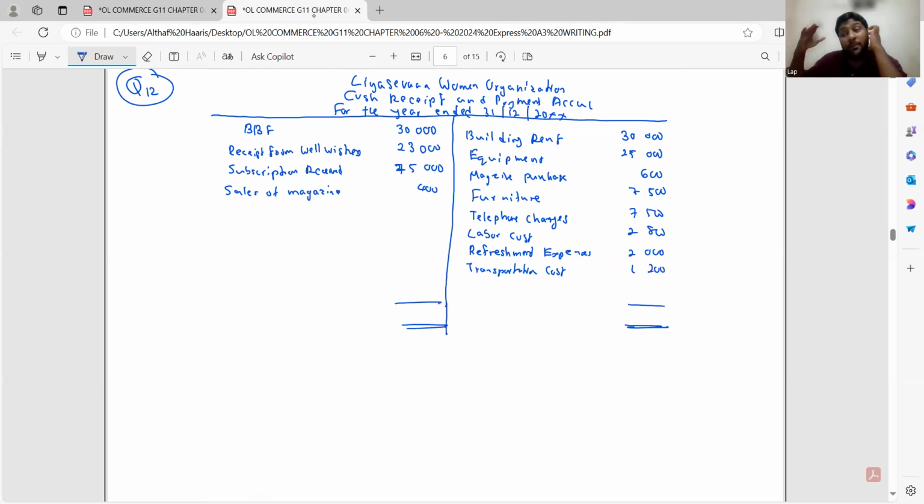After that only, people, we have to follow the steps that I gave you. First, prepare the cash receipt and payment account. Once you are done with that, go through the steps that I gave you to prepare the income statement. Those steps are used for the income statement.